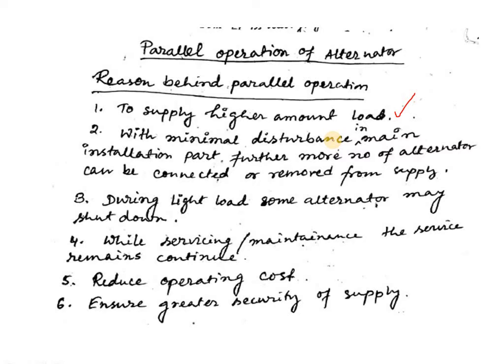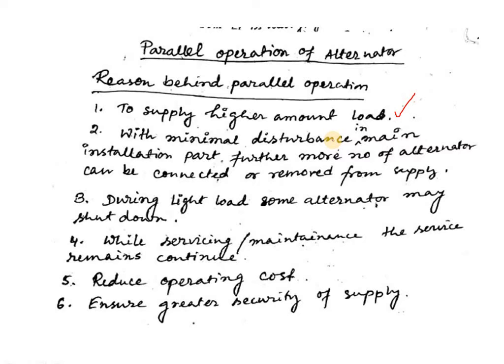First one, supply a higher amount of load. Then the minimal disturbance in the main installation. Furthermore, any number of alternators can be connected or removed from supply. Suppose some problem arises and we want to repair an alternator. If multiple alternators are connected, we can easily remove one alternator, and the remaining alternators will share the load.